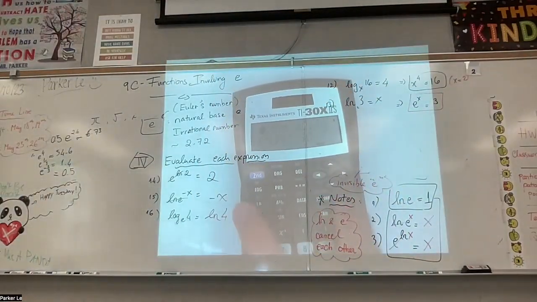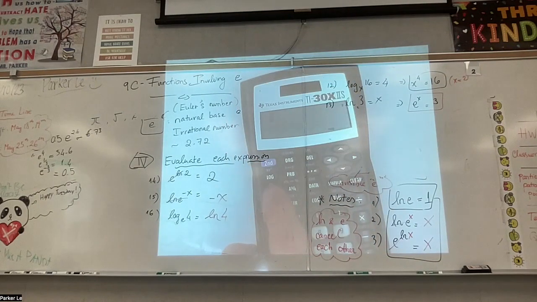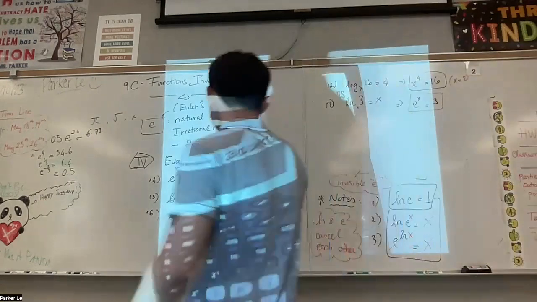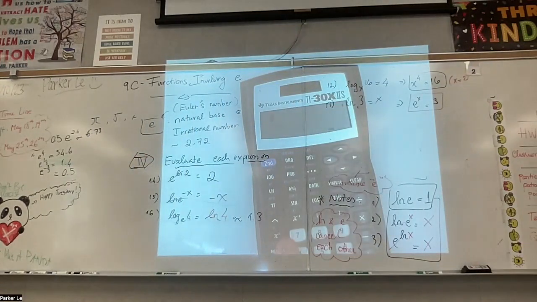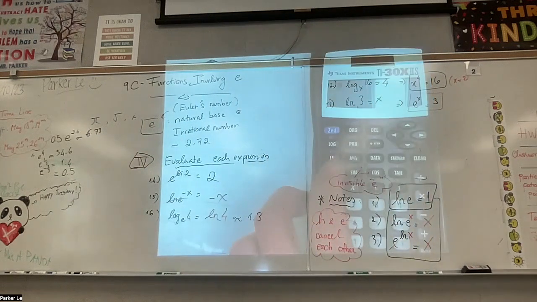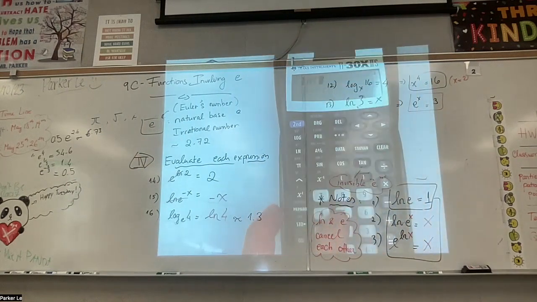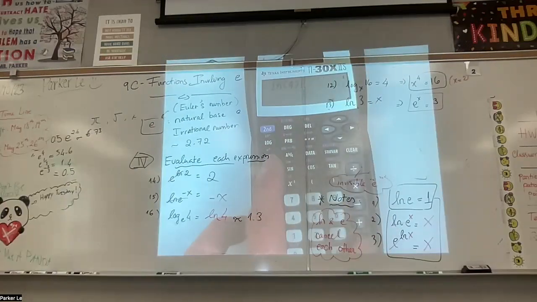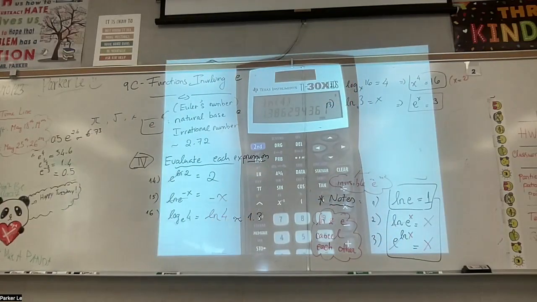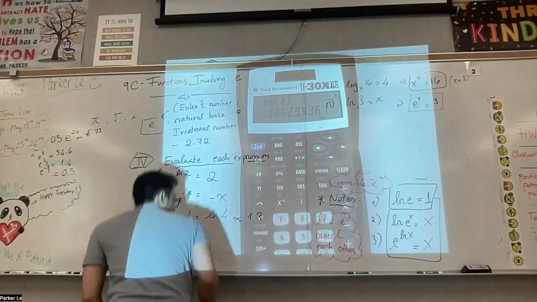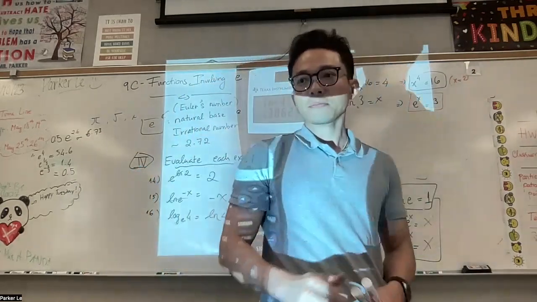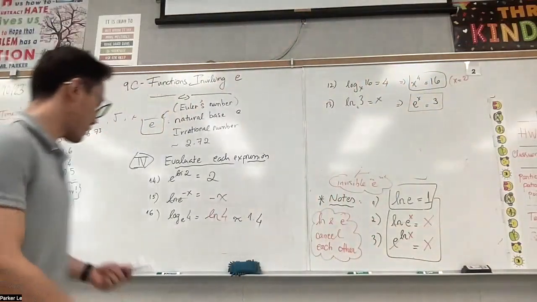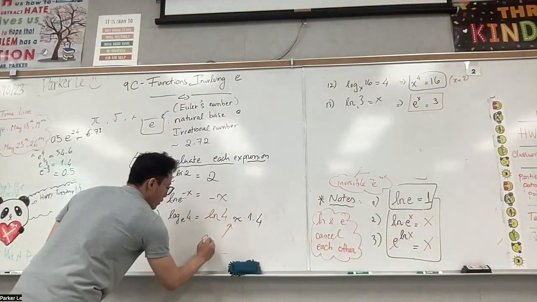Where's the ln? ln is right here, right? So can you give me the answer? 1.3. 1.4, Hayden and Andrea. And Jasmine, did you do it too? If you don't know how, press ln right here, then 4, close parenthesis, enter. 1.38. So actually 1.4. When the number is 5 or larger, you need to round up. So it's 1.4. So you can use the calculator.